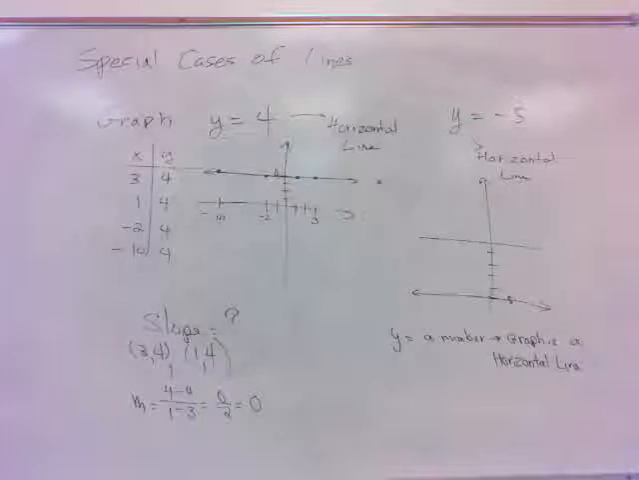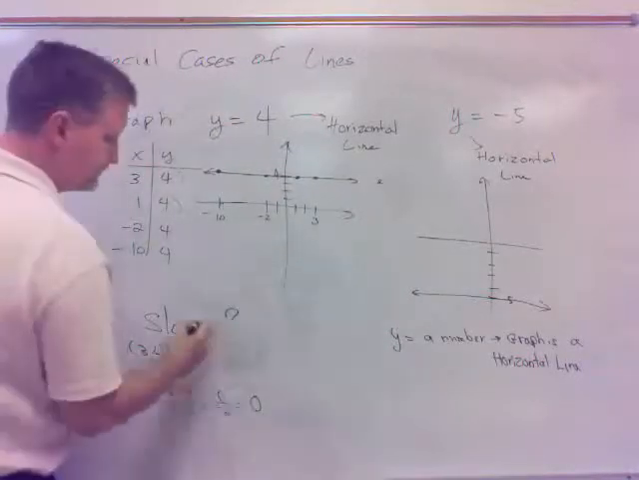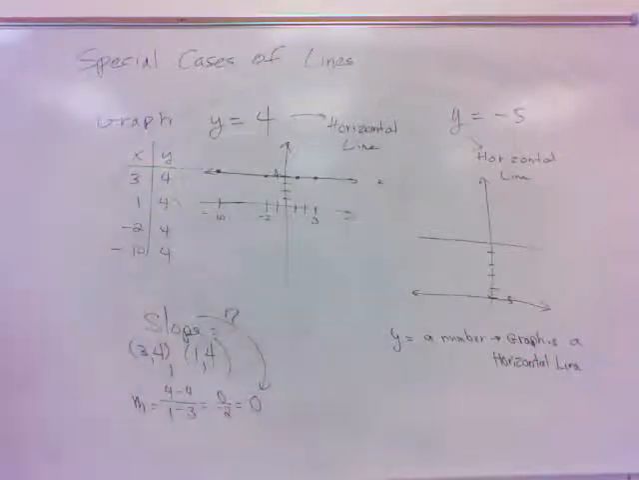So guess what the slope of a horizontal line is? It's 0. Yeah. So are they always going to be undefined? Like x equals a number and y equals a number? They're always going to be, yes. Vertical lines, x equals a number, always have undefined slopes. Y equals a number lines, they're always going to have 0 slopes.